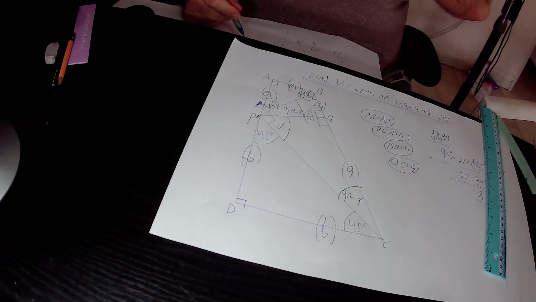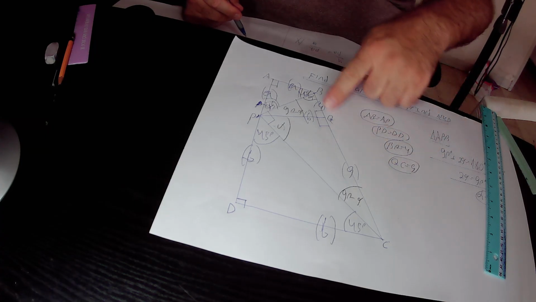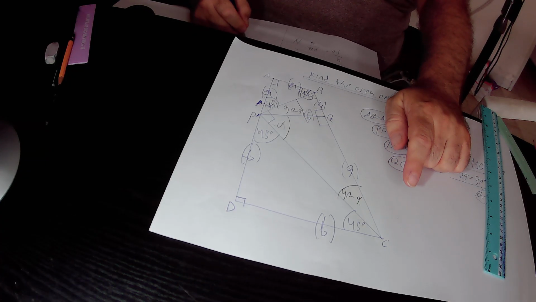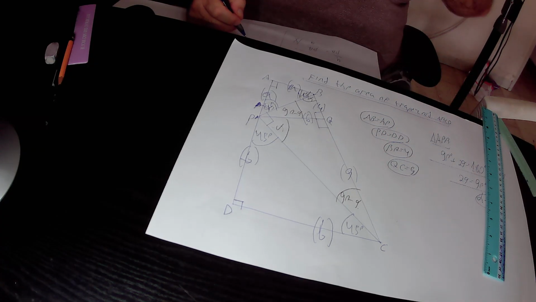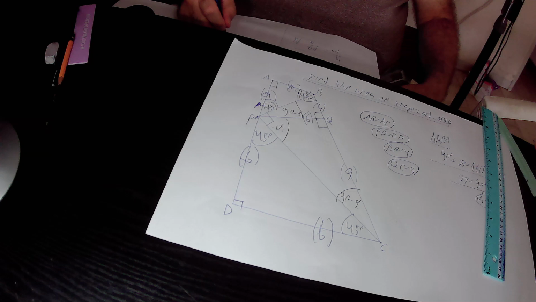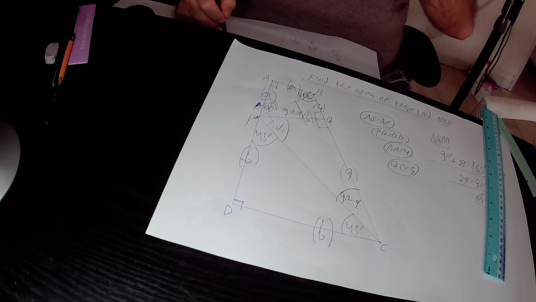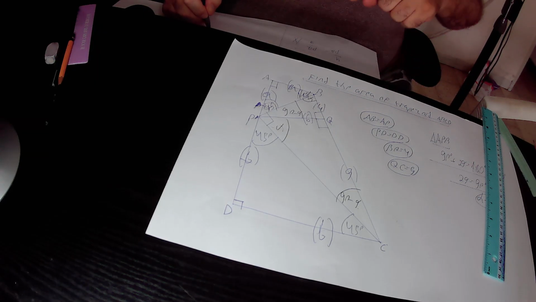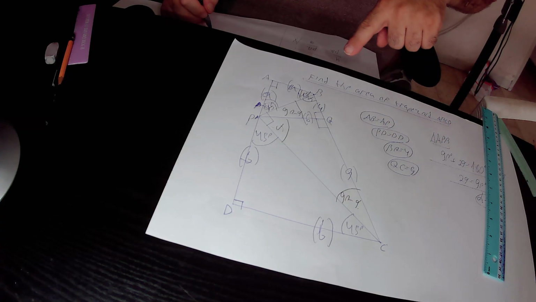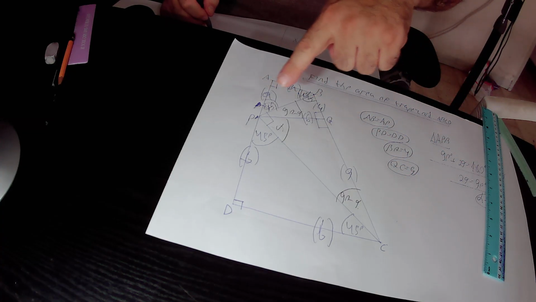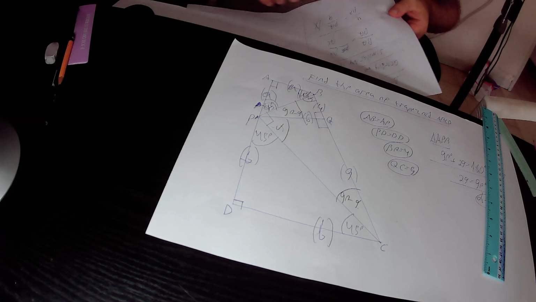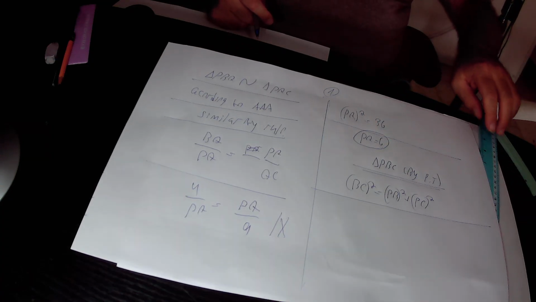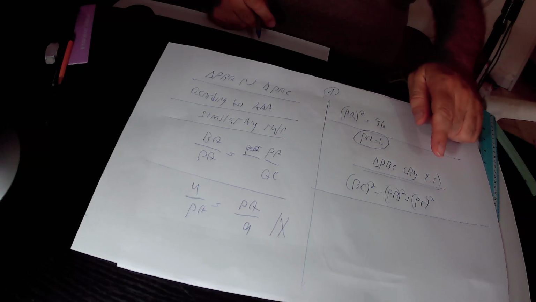So BC squared, that is the square of the hypotenuse, is equal to PB squared plus PC squared. Again, in the big right triangle PBC, according to the Pythagoras theorem, BC squared, the square of the hypotenuse, equals PB squared plus PC squared.